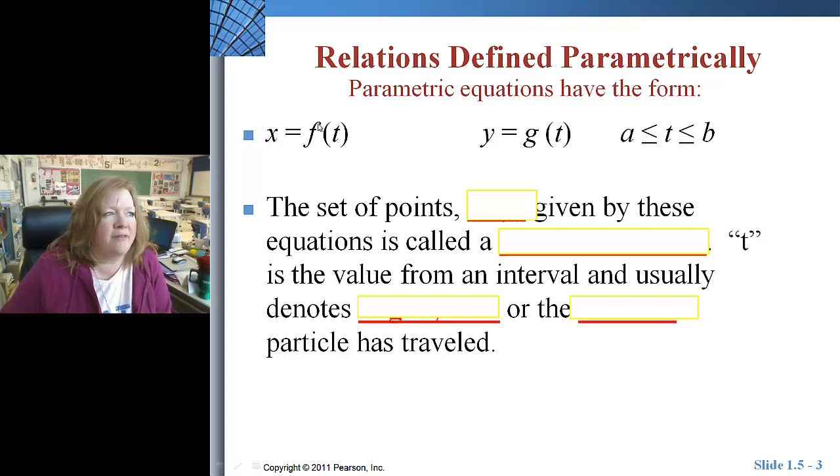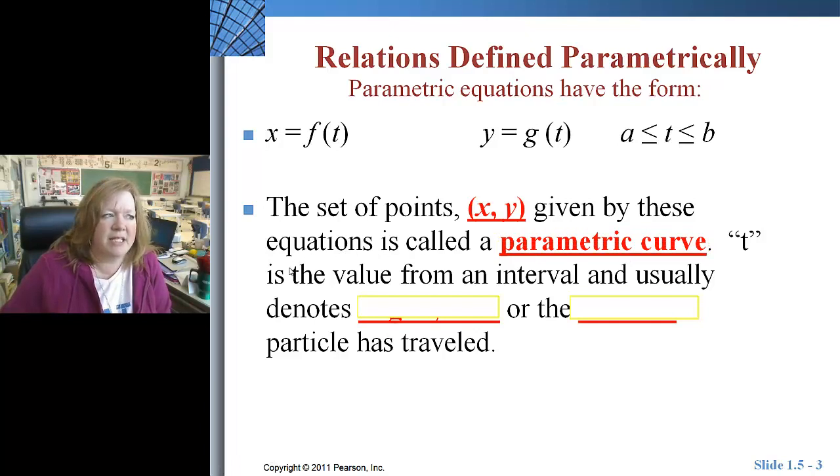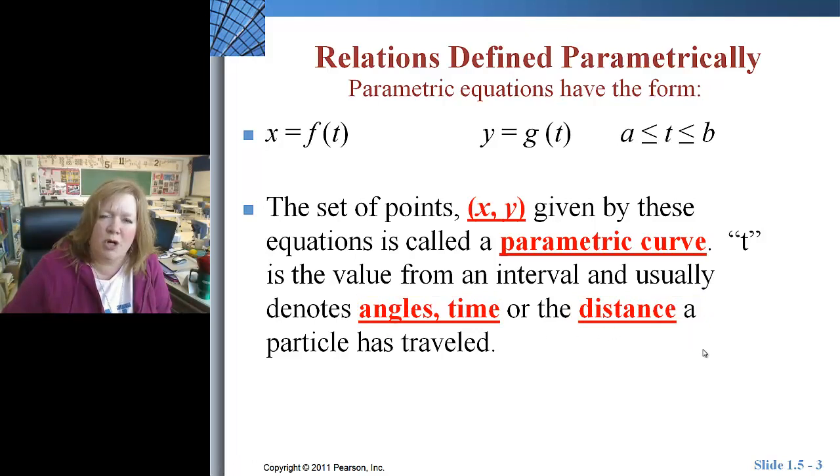Now, normally you have a function of x and something like y equals x squared. In a parametric equation, the x coordinate is given by a function and the y coordinate is given by a function in this parameter called t. And they give t between a range of values. So this is saying t is between the numbers a and b. A parametric equation or relation is the set of points x comma y given by these equations called a parametric curve. T is the value from an interval, and it usually denotes angles and times or the distance a particle has traveled. So this is the definition of a parametric equation.